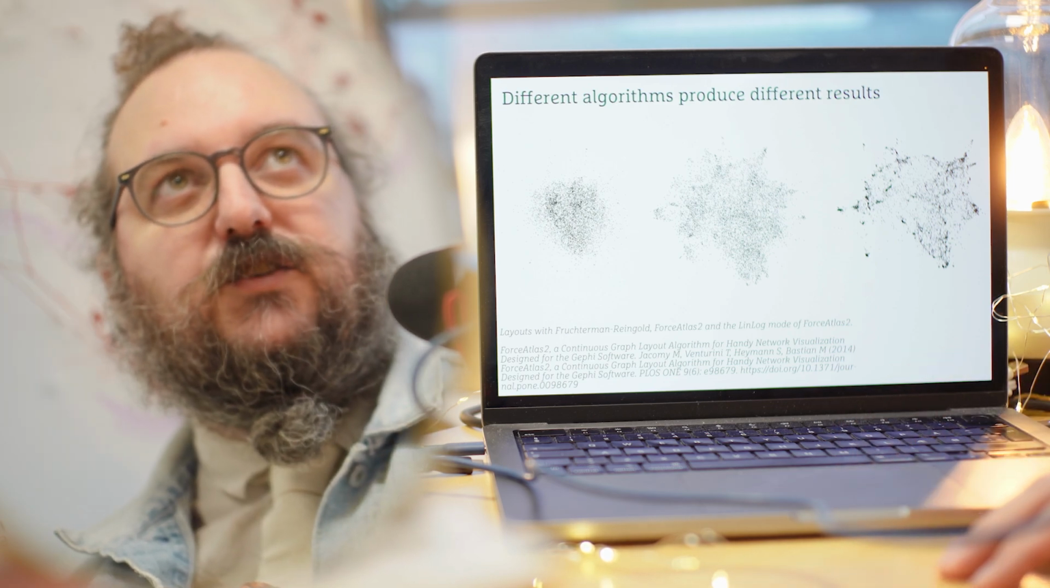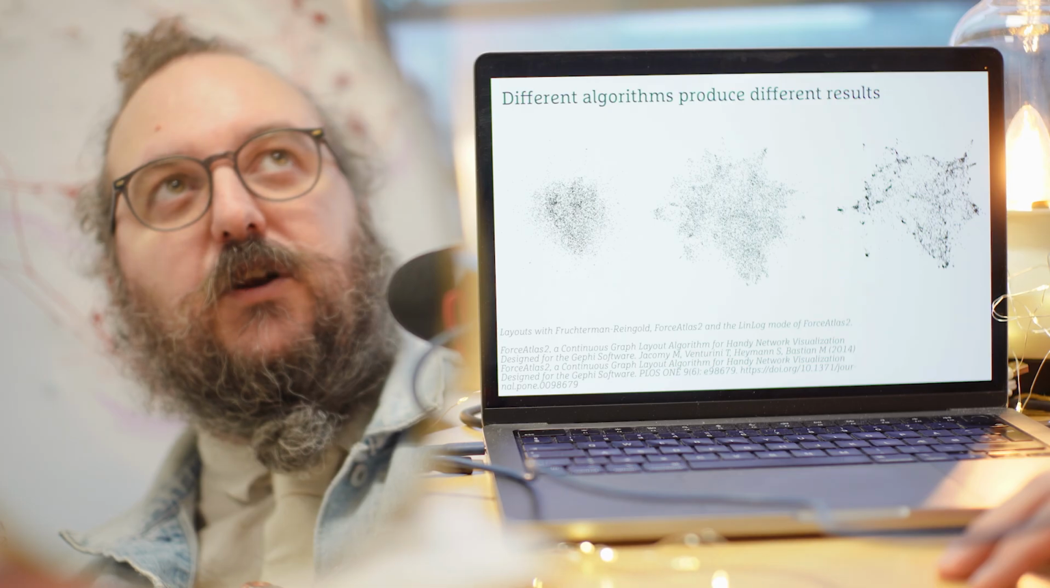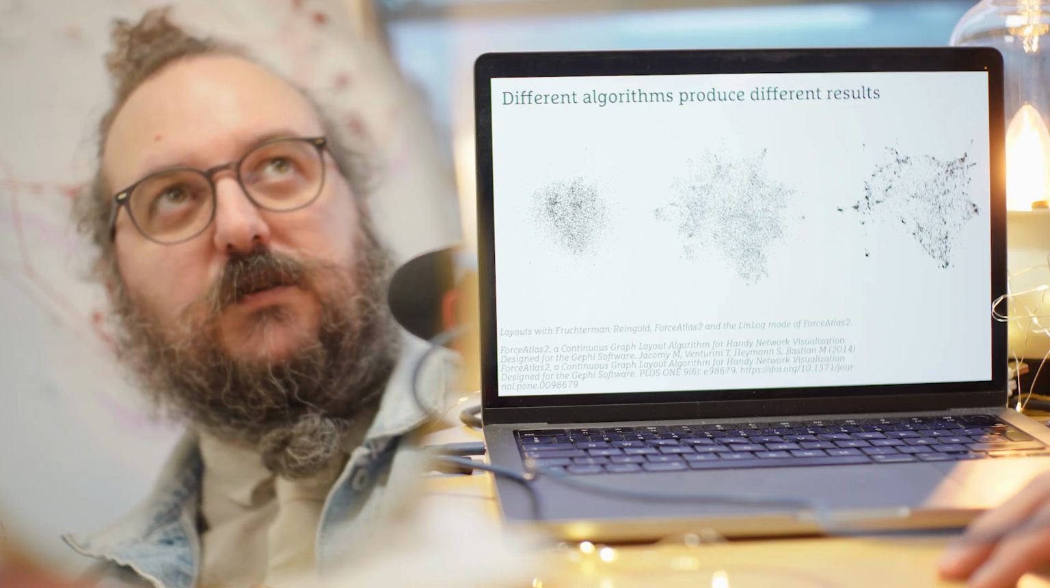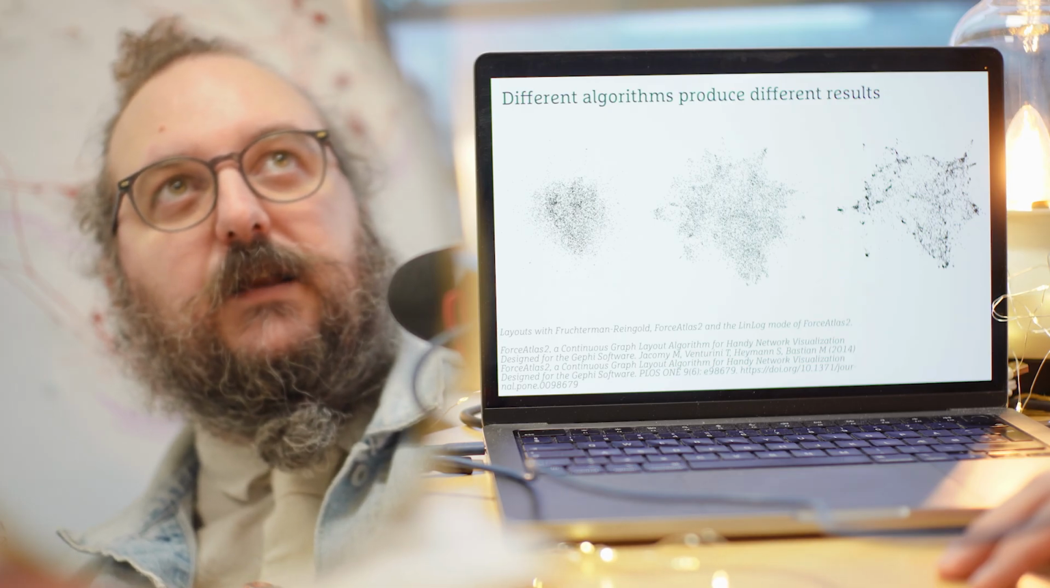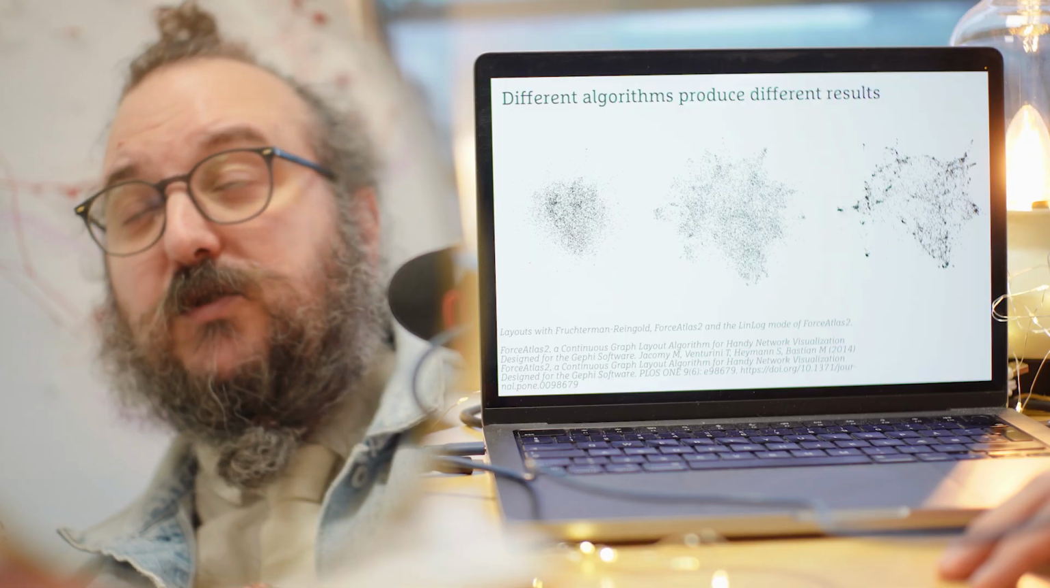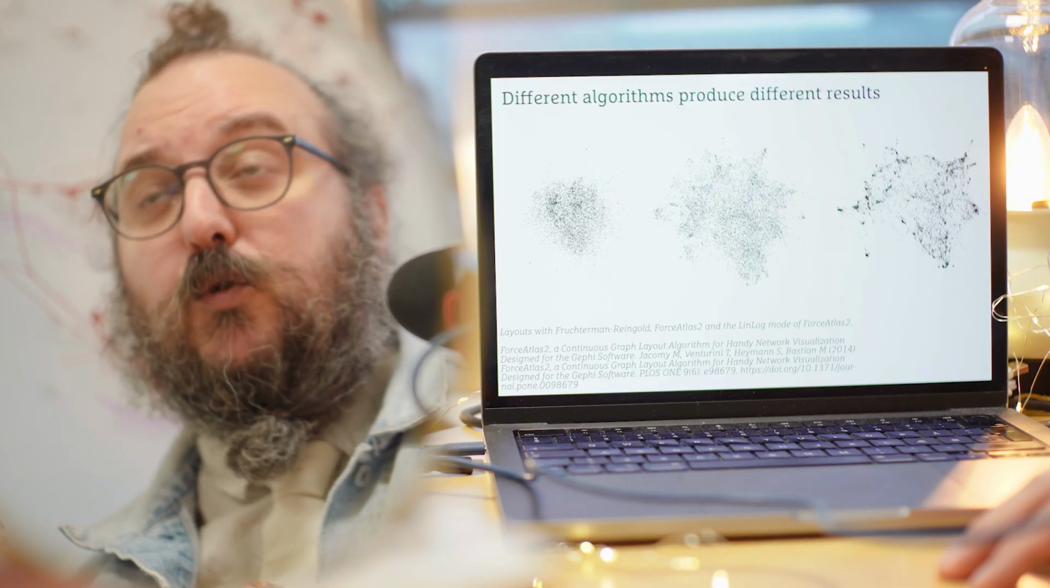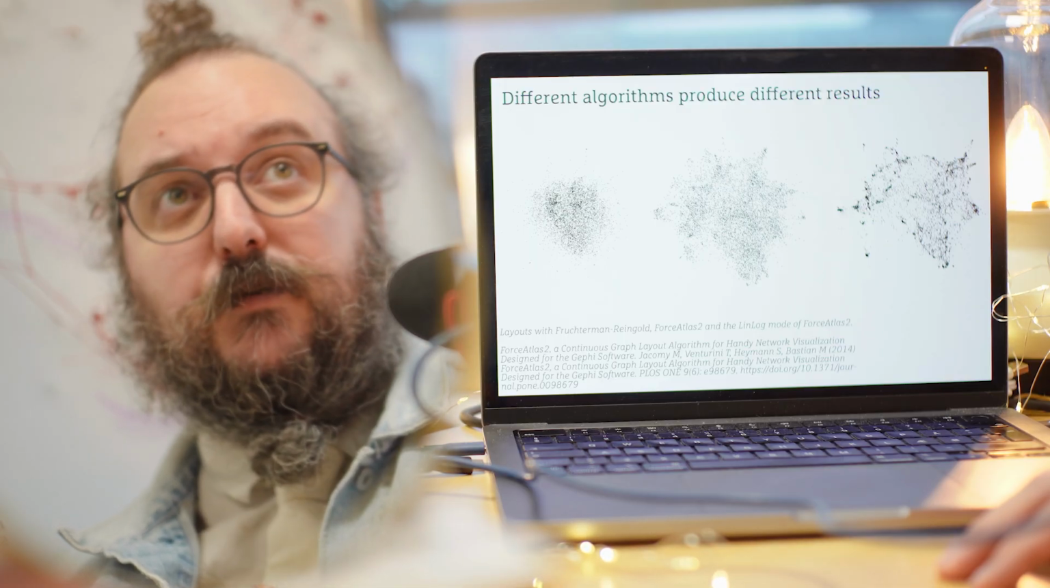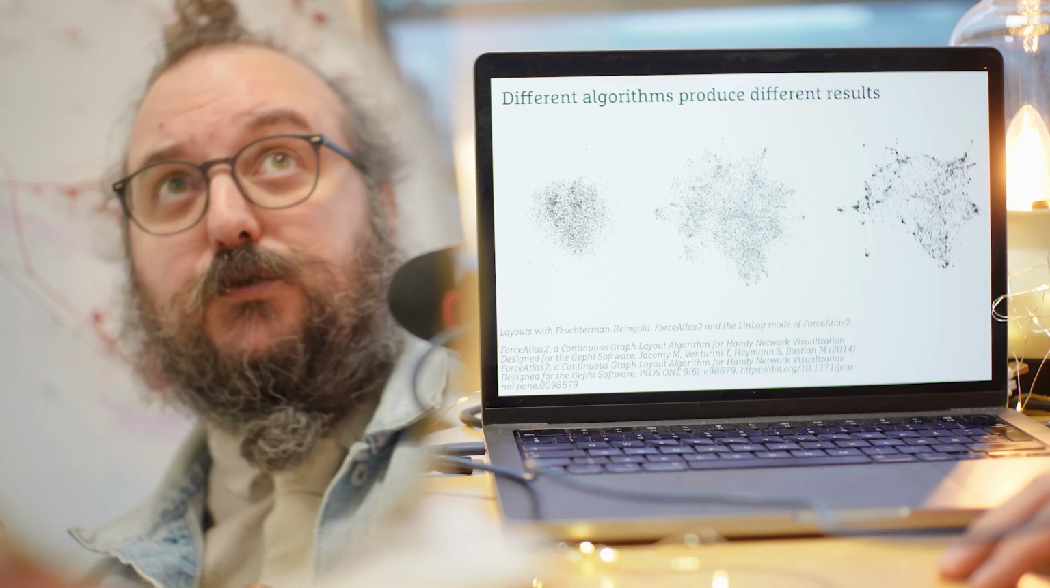Now you may just think at this point, okay, so clusters exist in the structure of the network, and the layout makes them visible, but probably we could also compute them and retrieve them with an algorithm. And you would be right, some algorithms do that.